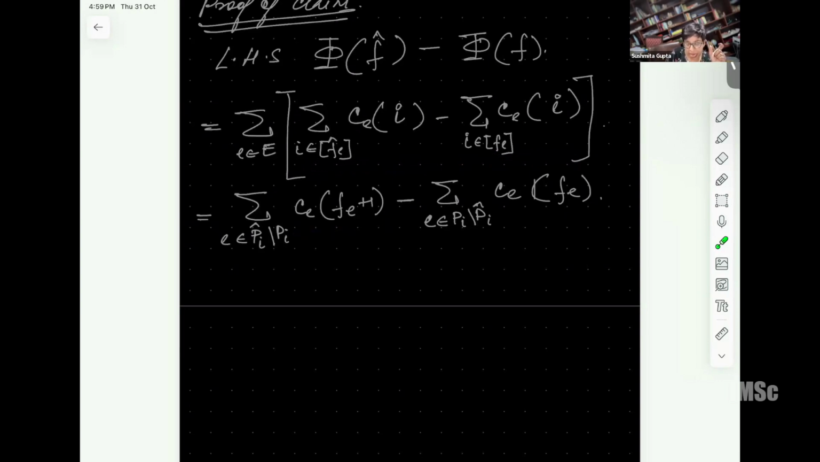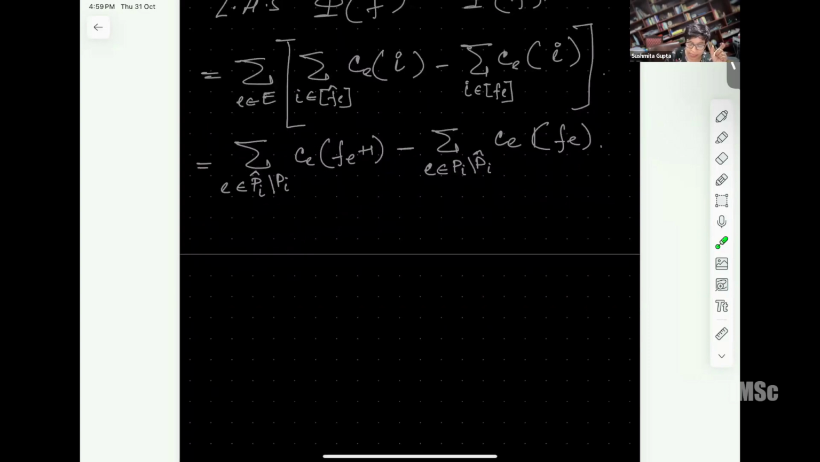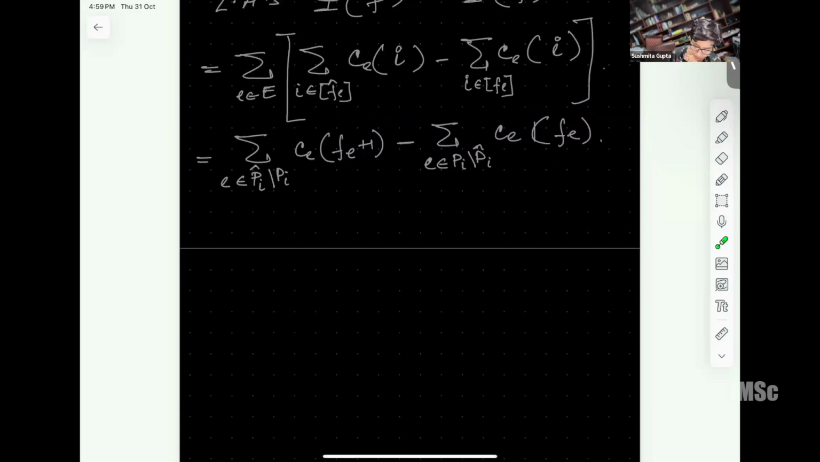Correct? And similarly, the same logic applies here. Terms here will cancel out terms here, except that the last order term remains, which was in pi but not in pi hat. There's a reduction in pi hat, therefore this term remains. So convince yourself. Visually, or intuitively, it's probably easier to explain to oneself than to other people.